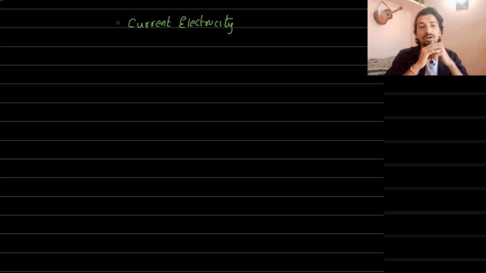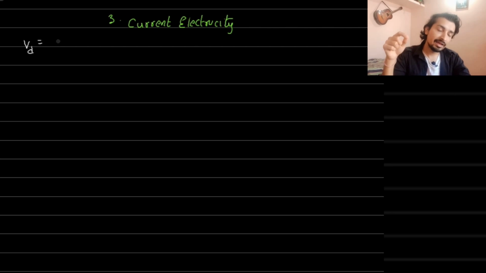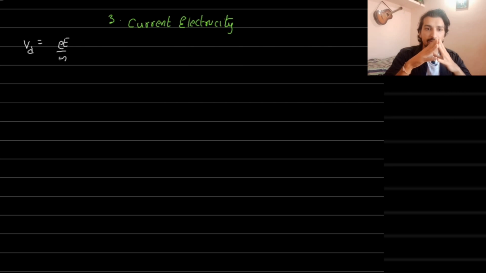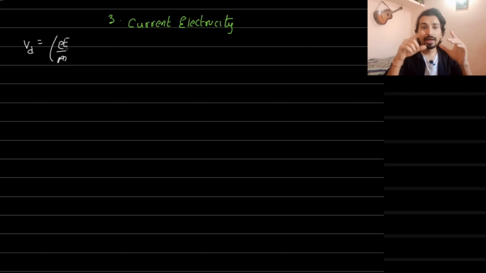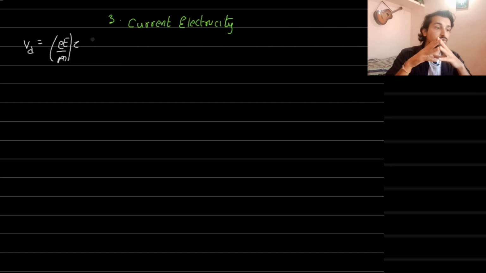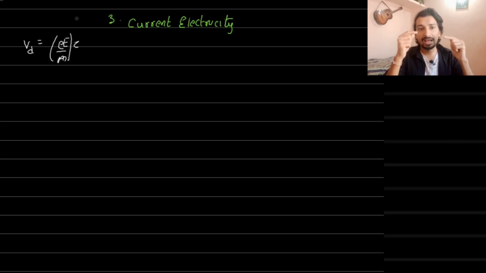So what is the drift velocity? Basically, the velocity of drift current is equal to e, the small charge on the electron, into the electric field, divided by m, into tau. Here velocity is equal to at, right? You know velocity will be equal to acceleration into time. So here eE by m is nothing but acceleration. You can see how that came, how you get acceleration.